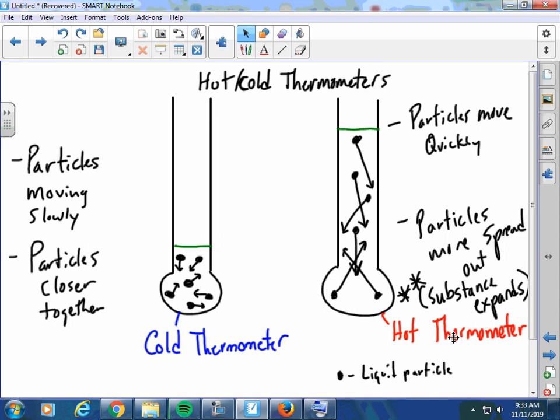We were trying to explain why that would be the case in terms of particles. If the particles are moving faster, they're going to collide with one another with more force. It's going to cause them to spread out more. And we did the bigger arrows to show that they were moving faster.